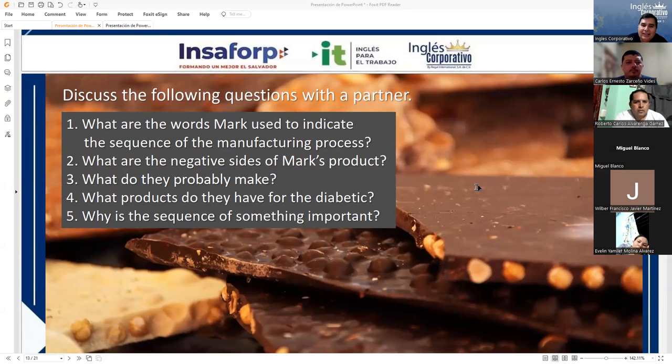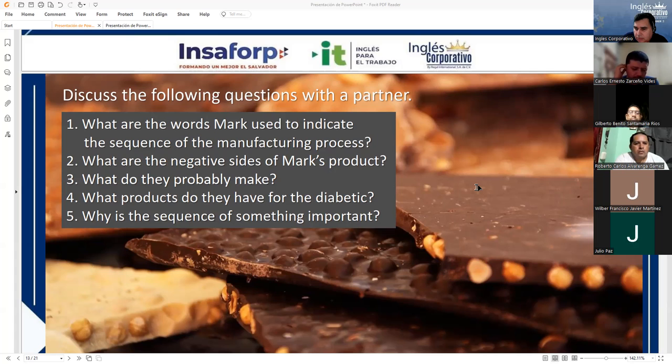What are the negative sides of Mark's product? High content of sugar. Excellent. It's got a high content of sugar. It has a high sugar content. And then it's bad for who? For the diabetic. It's bad for the diabetic. It's bad for the teacher because the teacher is diabetic. So it's bad for the diabetic. Really, teacher?